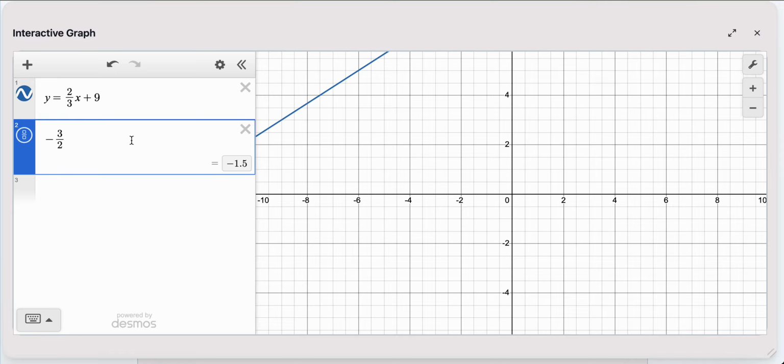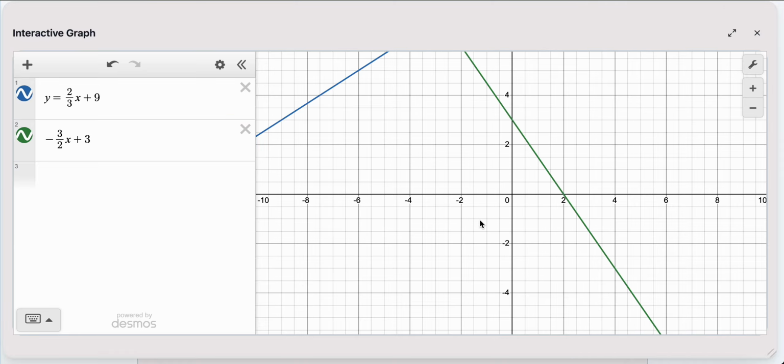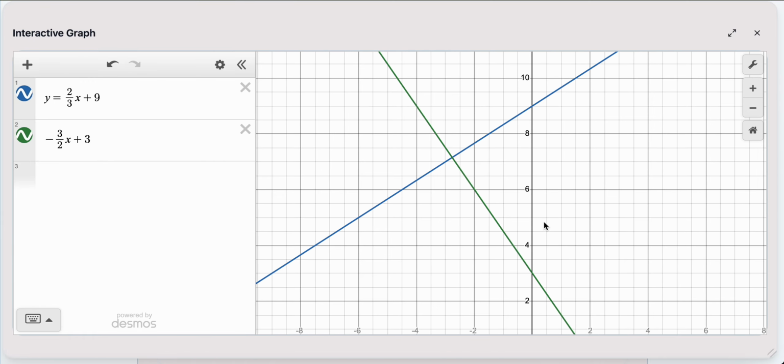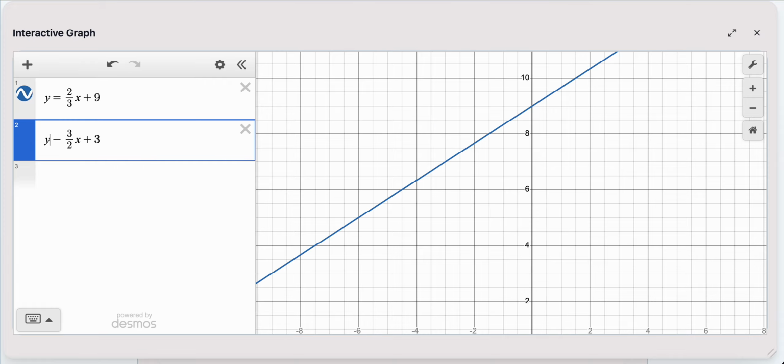And now I could use any y-intercept. I'll just do 3, for example. And we can see that when I plot them, the graphs intersect and they appear to form a right angle when they intersect. Although, obviously we don't have a protractor or anything to measure it, that's what it does look like. So we can say that our slope for the perpendicular line would be negative 3/2.